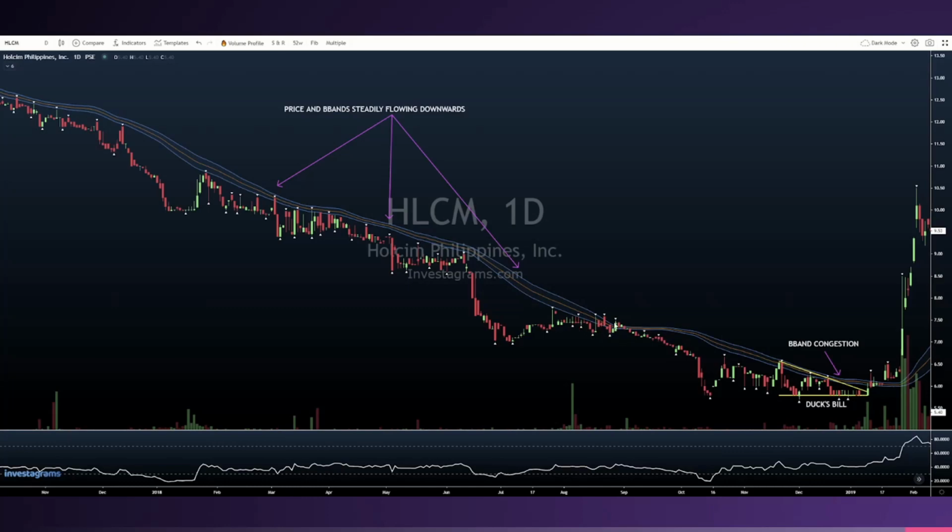Diba? Dito, muntik na tumuloy pero hindi. Broke down, came back here. Okay? Tapos here, nag-duck's bill nga, conso within the B-band right there, then we break out, then we move to the upside. Above RSI 50, pasok po siya sa lahat ng parameters natin.